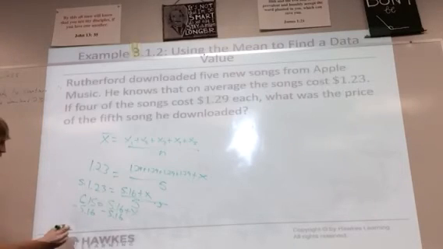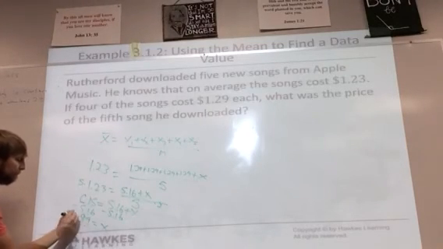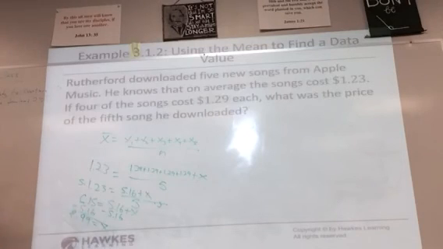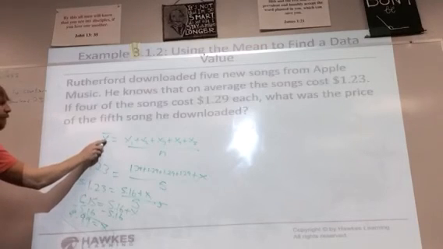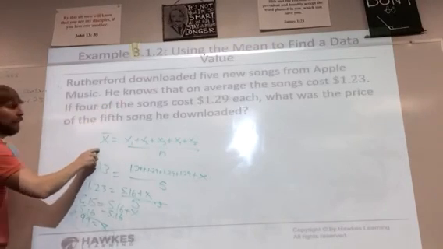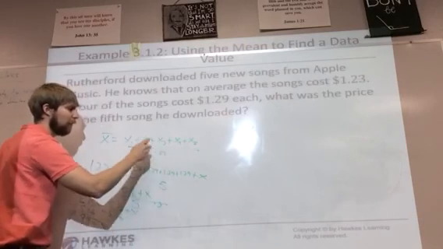Which means that x is how much? 99 cents? So that's how much the fifth song he downloaded must have cost. So it's still using that same equation, but now instead of solving for the mean, they give us the mean and all of the data except one, and we can figure it out from there.